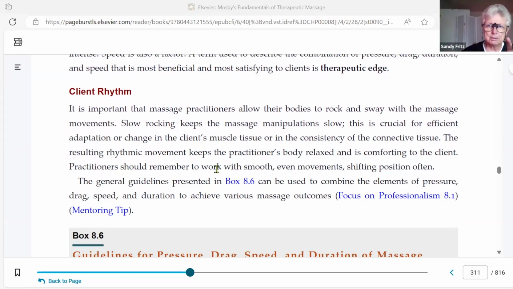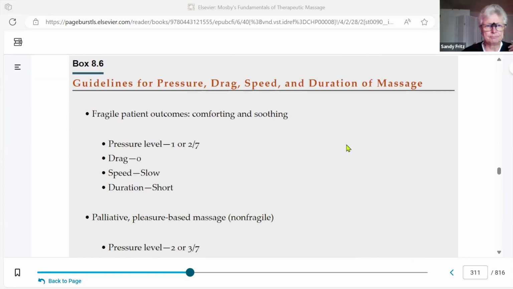We all have a rhythm, a breathing rhythm, a heart rate rhythm, all of that. And you can find that by rocking the client. That usually affects the speed of how we are moving. So you want to work within that speed, at the same rhythm where the client's body will rock easily. So we're going to put all these together in some recommendations. So box 8.6 is important.